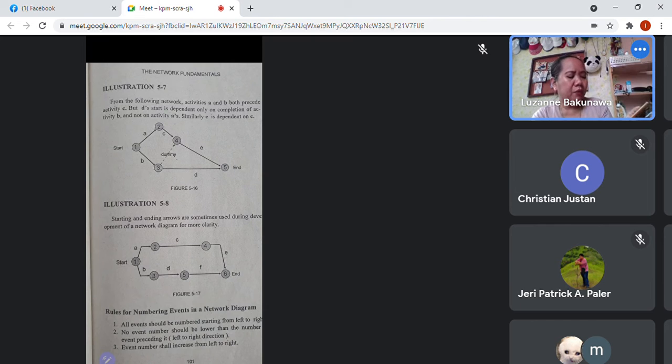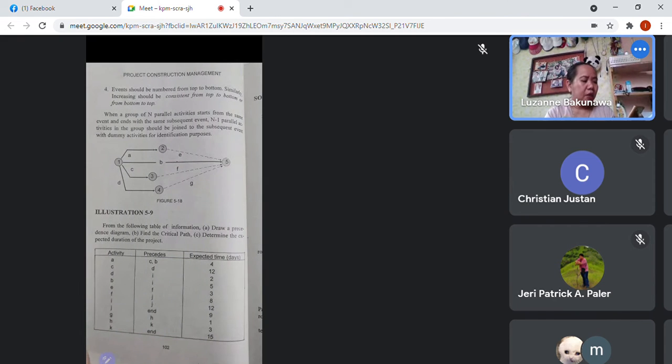So, rules in numbering events. Take note. All events should be numbered starting from left to right. No event number should be lower than the number preceding it, left to right. Event numbers shall increase from left to right. Events should be numbered from top to bottom similarly. The increase should be consistent from top to bottom.